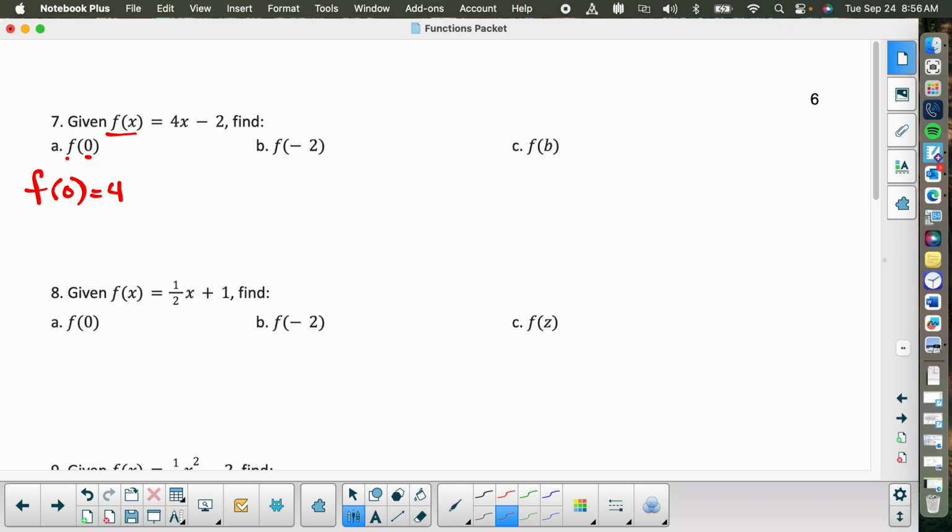Okay, so f of 0: 4 times 0 minus 2. So we get negative 2. Excellent. Lily, who's going to help me with B? f of negative 2. What is this telling us to do? Perfect. Put negative 2 in place of x.